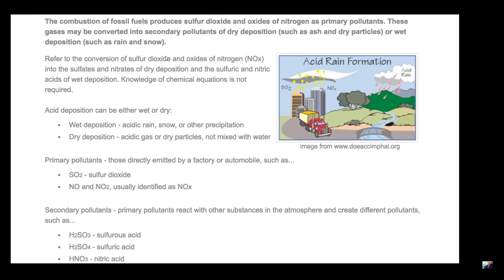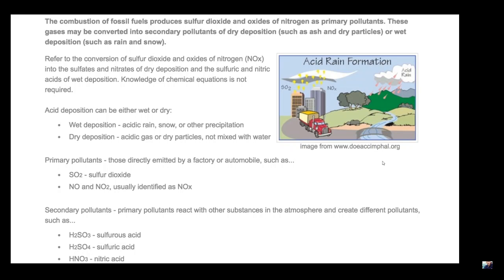All right, and okay, when we're talking about this one, it's key to know that acid rain has a few different formations. Referring to the conversion of sulfur dioxide and oxides of nitrogen, NOx, into the sulfates and nitrates of dry deposition, and the sulfuric and nitric acids into wet deposition. Knowledge of chemical equations is not necessarily required in this case, right? But do know that acid deposition can be either wet or dry, is what we're really getting to.